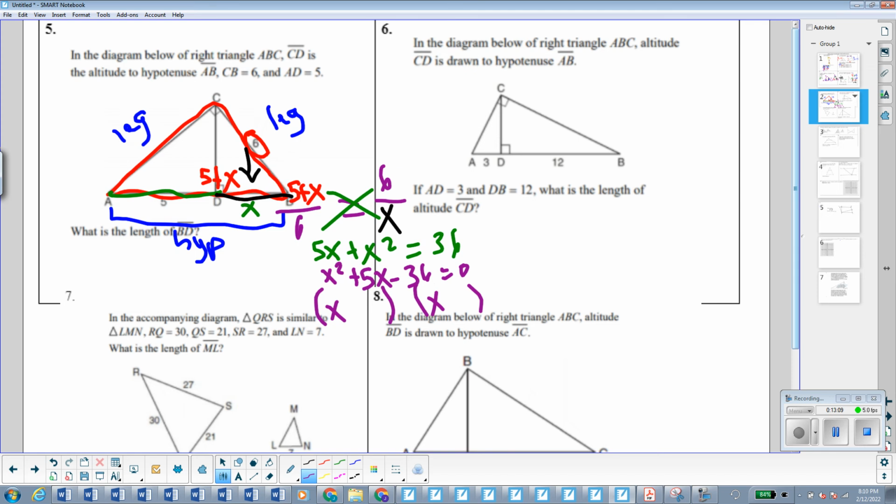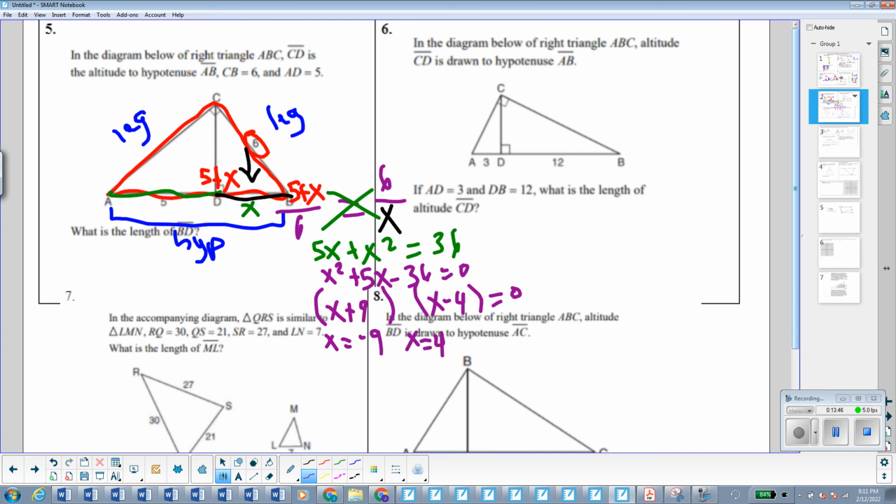So let me think for a second. The two factors that come to my mind are 9 and 4. I need the sum to be positive, so I'm going to be using a plus 9 and a minus 4. 9 minus 4, if I add those together, does give me 5. And if I multiply 9 and negative 4, I do get negative 36. So that tells me that my solutions are x equals negative 9 and x equals 4.